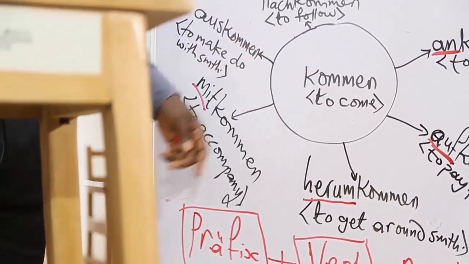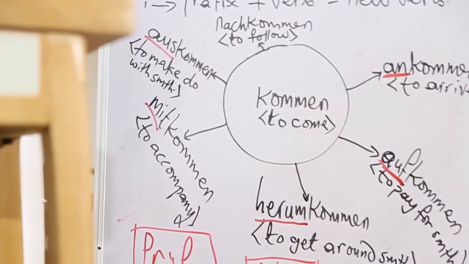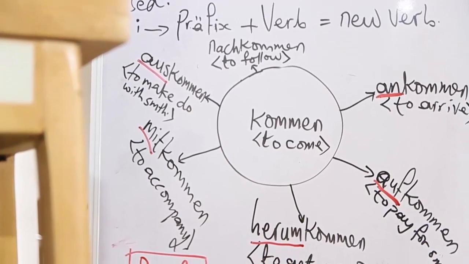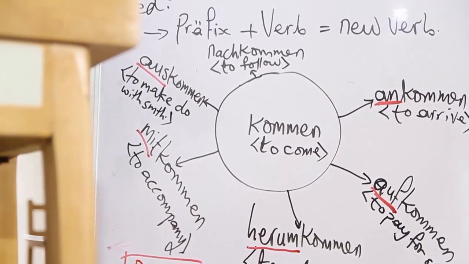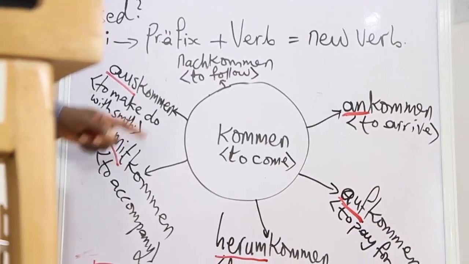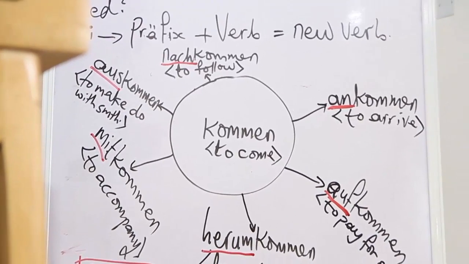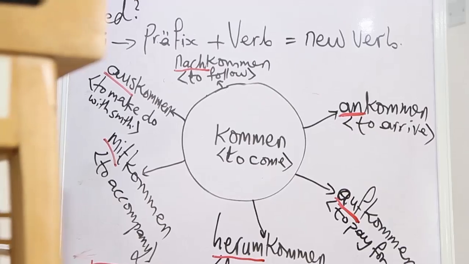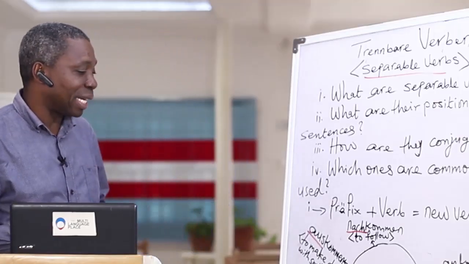And then the same kommen, here we see another prefix added, and we have auskommen. Auskommen means to make do with something. Then nach, a prefix, is added to it, so we have nachkommen, which means to follow.